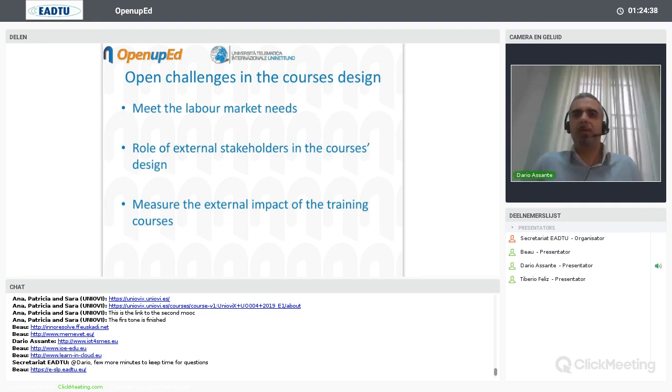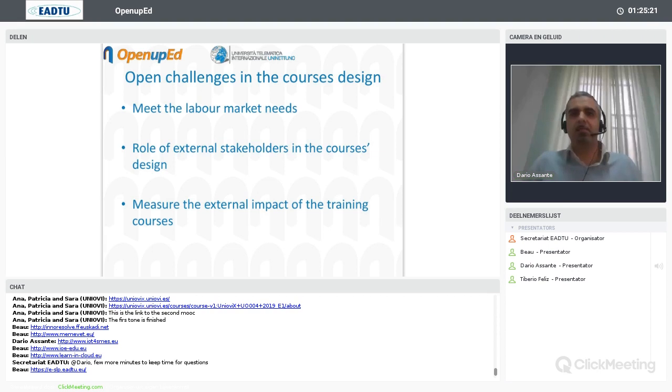The second open question is, what is the exact role of external stakeholders in the course design? I forgot to mention, but from my point of view, one of the success points of all the previous projects that I listed is that in the partnership there is a good balance, in most cases 50-50% of presence of universities and partners coming from the business sector. So bringing into the project different points of view and different needs and different competencies.